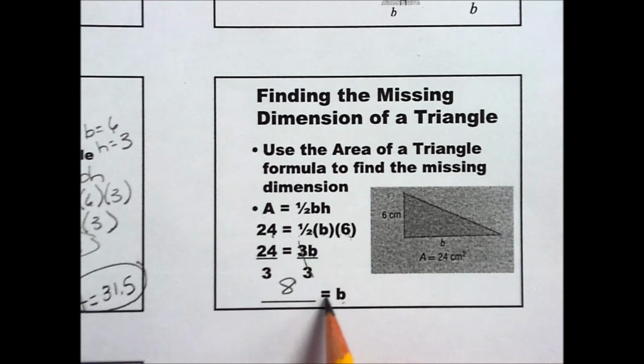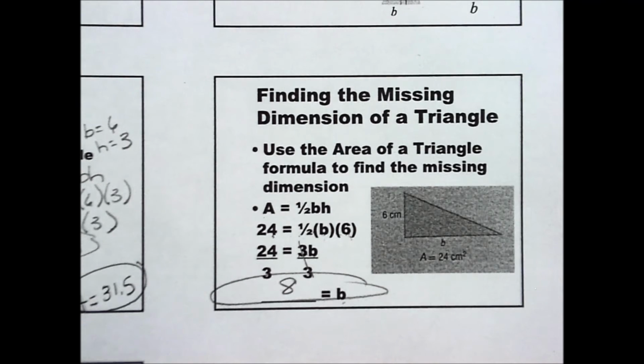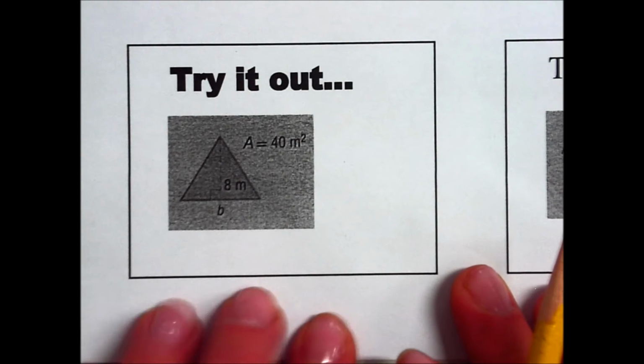And I can double check my work by plugging in this 8 here. All right, so then 8 times 6 is 48, and half of 48 is 24. So I know that my answer is correct. So now you try it out. So pause the video, and then when you're done trying them out, restart the video.